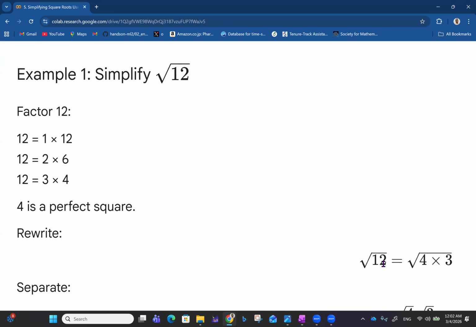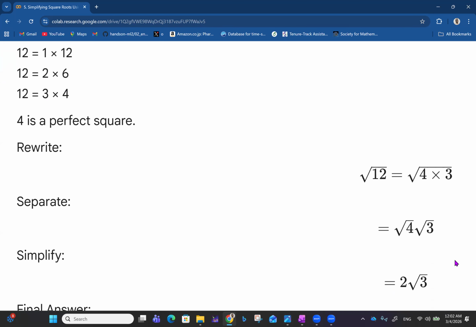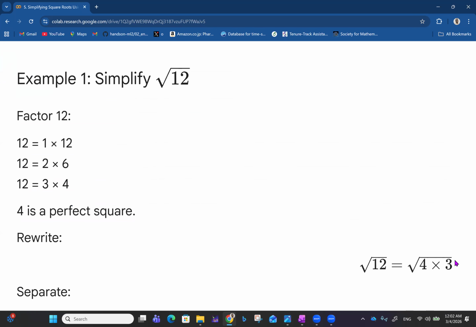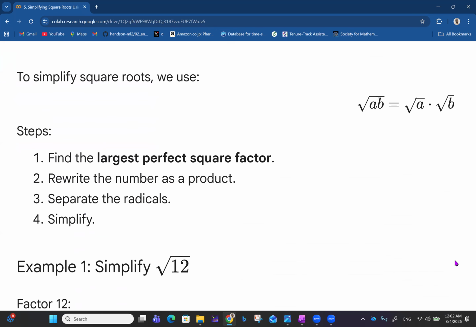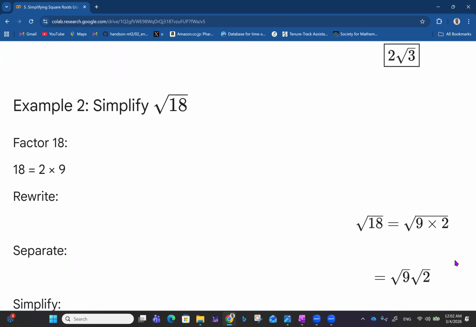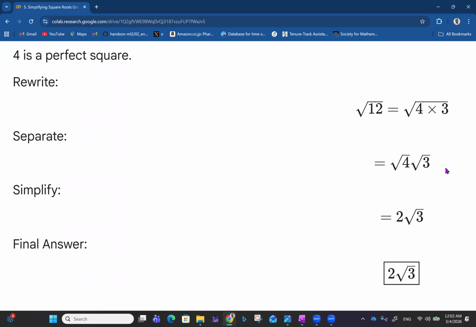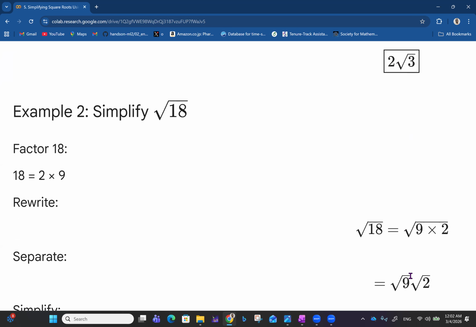So we can say root 12 is root 4 times 3. Because of the product rule of radicals, since 12 can be written as 4 times 3, the square root of 12 is the square root of 4 times 3. And we can break it apart to say this is root 4 multiplied by root 3. And the square root of 4 is 2, multiplied by root 3. So we have a mixed surd, which is 2 root 3. And that is how we can express the square root of 12. And that is the final answer.